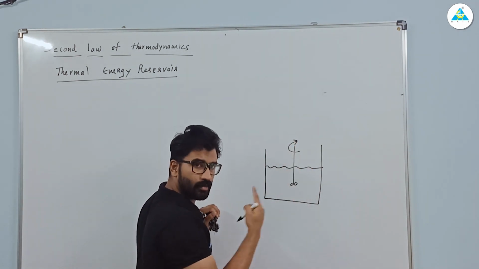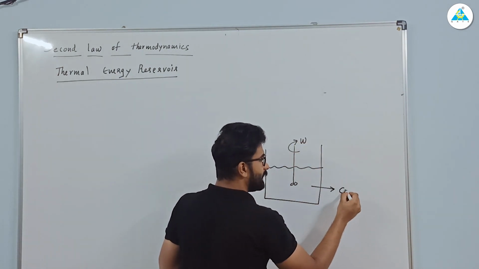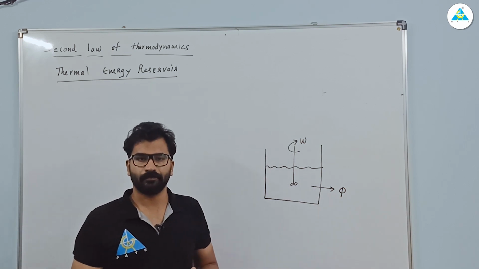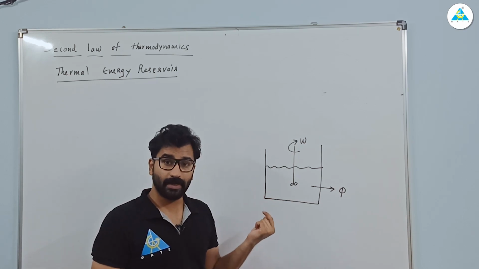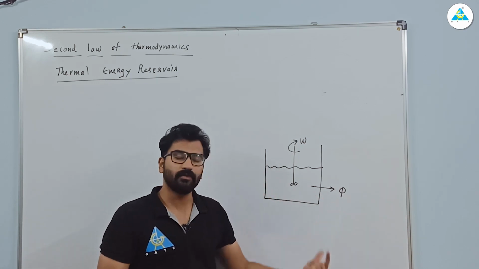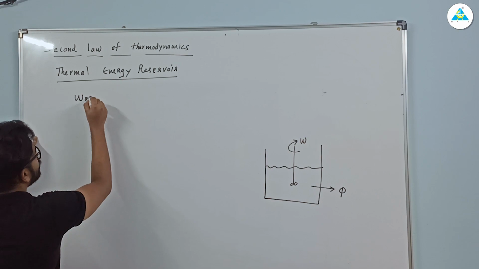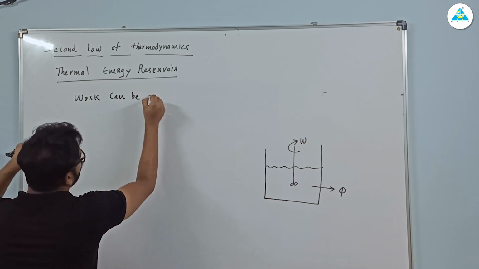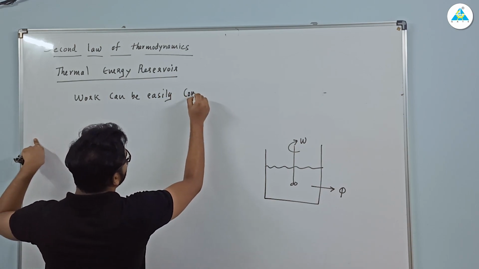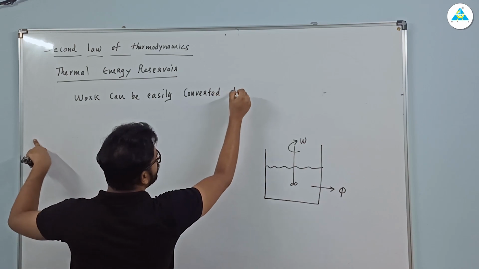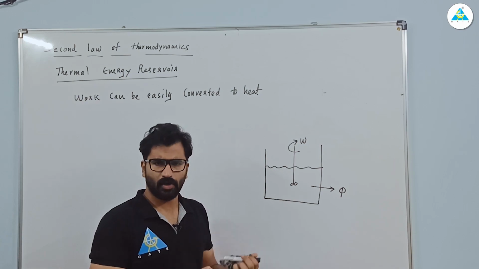What we are actually doing is giving some work, and this work given is converted easily to what? Heat. Clear? So whatever work we are supplying, by rotation of this particular thing, is converted to heat easily. So the meaning is what? Work can be very easily converted to other forms of energy or heat.